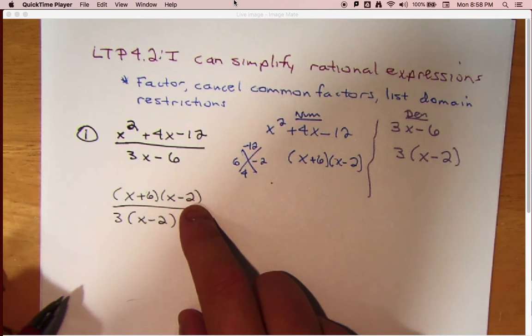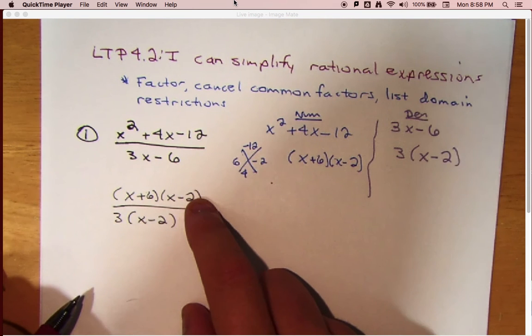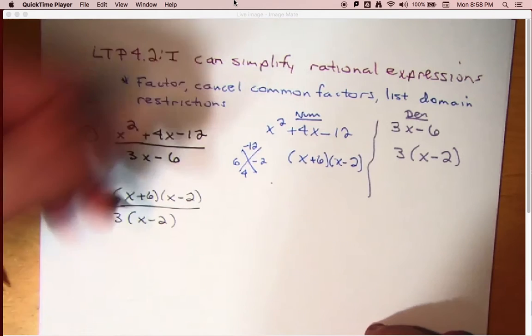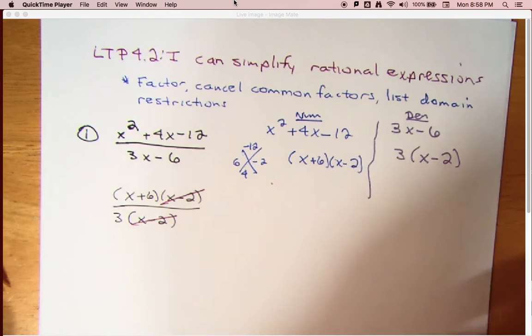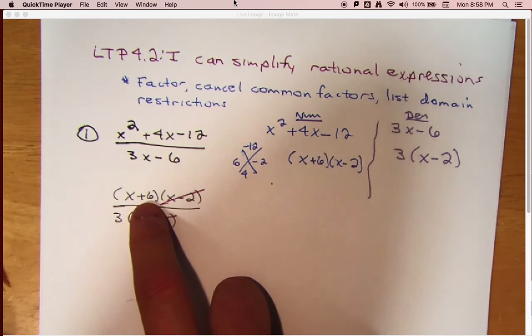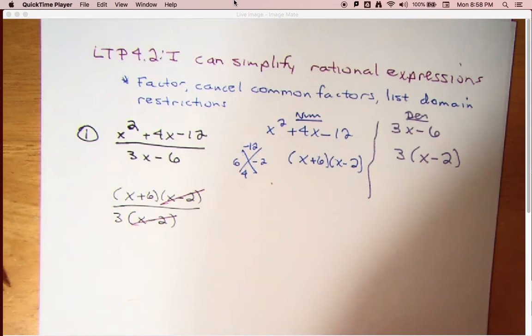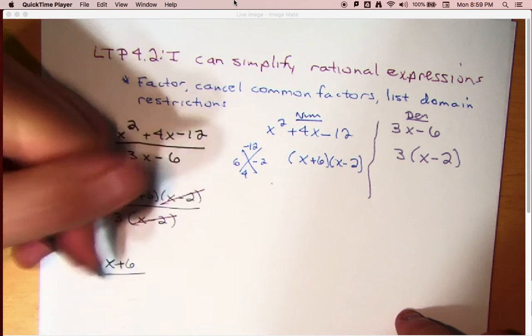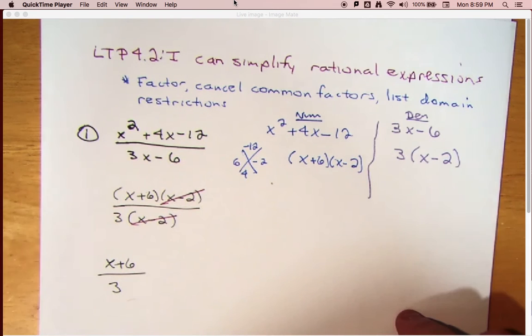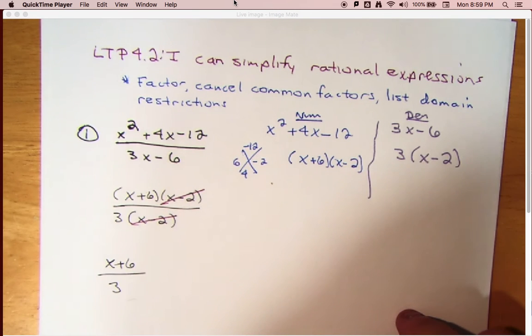So anyway, so we've got a common factor of x minus 2 here, x minus 2 there. We cancel them. Okay, reducing. All that is reducing your fraction. All right, so what does that leave left? That leaves our x plus 6 left on top. That leaves the 3 left on bottom. And now we have to list our domain restrictions.